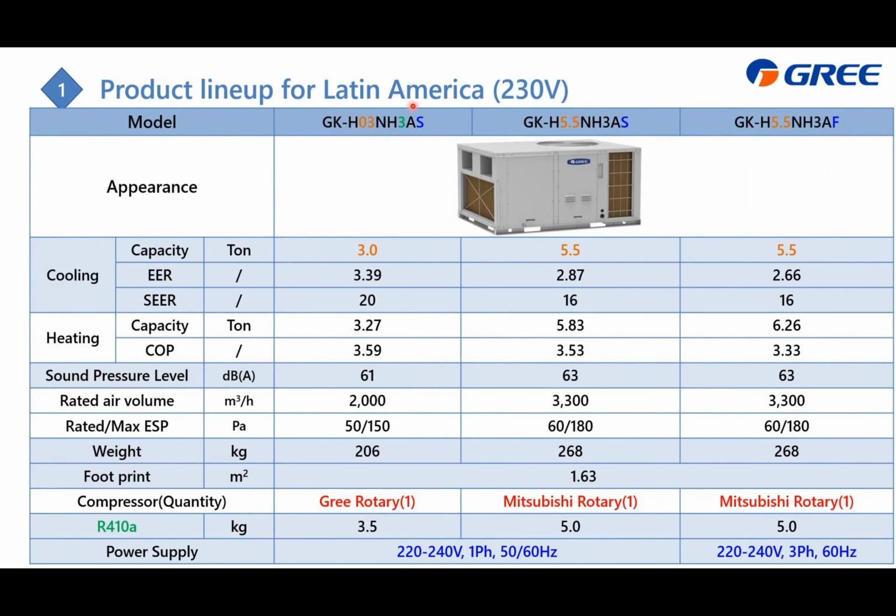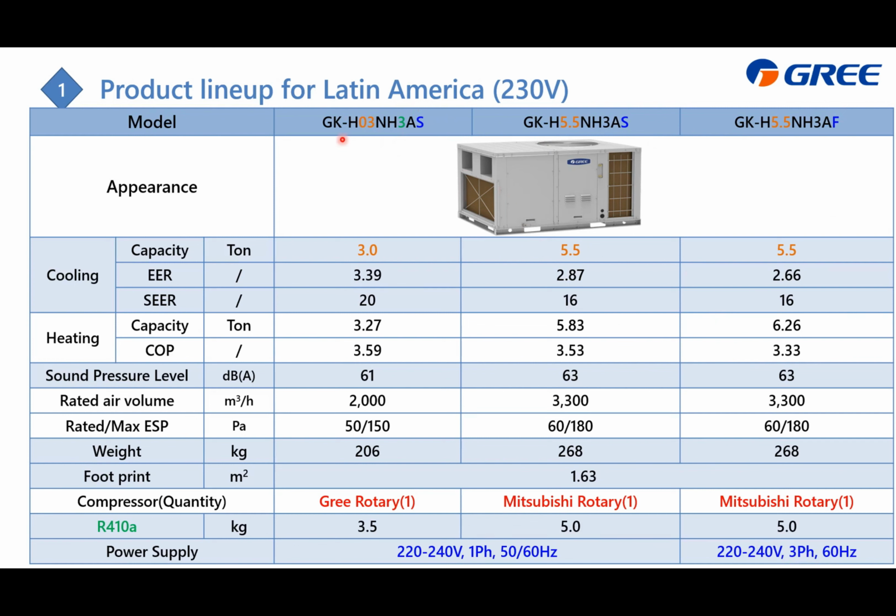For the Latin American 230 volt, here is the product line gap and also the same. This is the model. This 03 means the refrigerant ton is this one. And this 3 means the inside refrigerant is R410A, and the last alphabet is the power supply, S for single phase. This one is actually a little bit old. And also, if we change it to F, that means it is 3 phases.